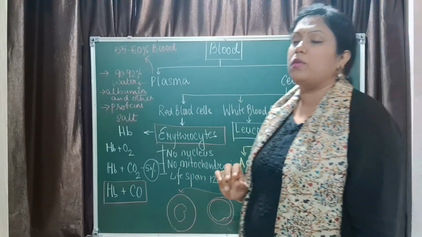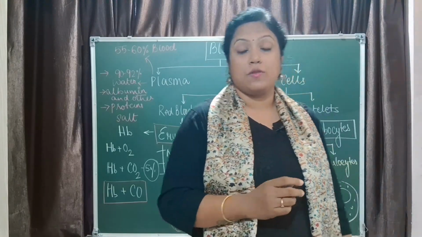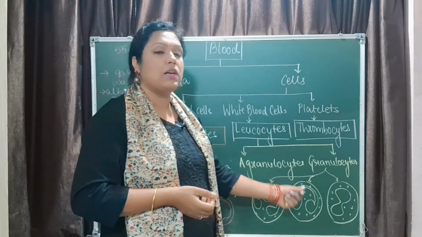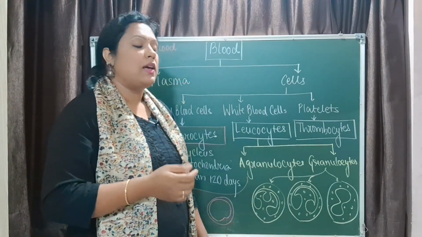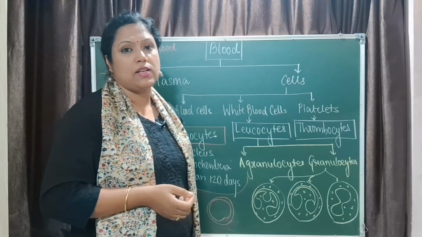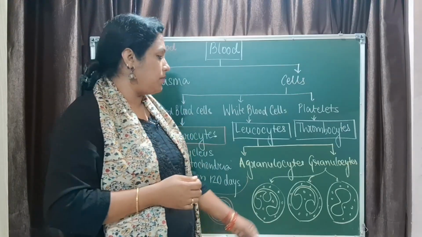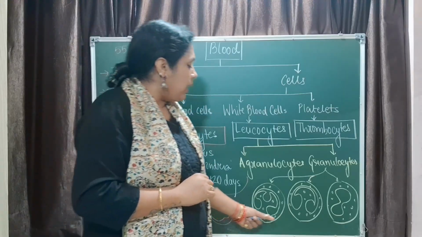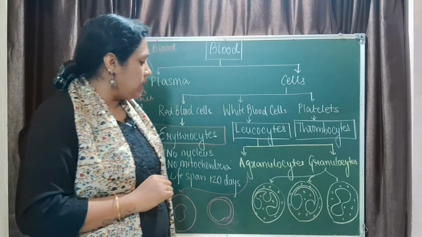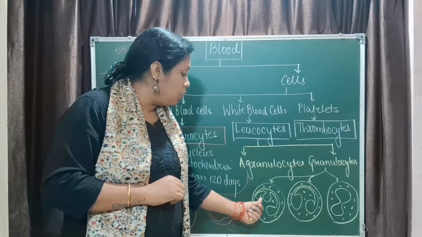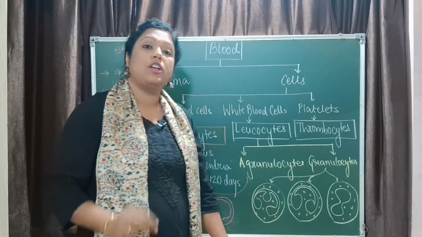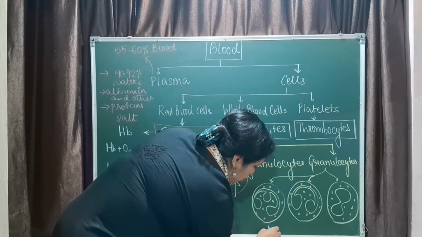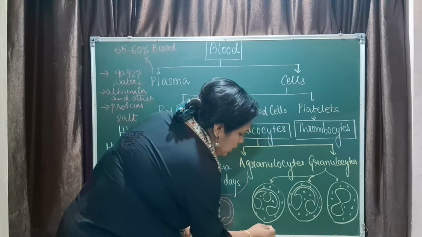Now, WBCs are the soldiers of your body, helping in fighting infections. There are two types of WBCs, agranulocytes and granulocytes. As the name suggests, agranulocytes means granules are absent and granulocytes means granules are present. There are three types of granulocytes you can see. The one with a numerous lobed nucleus is called neutrophil.